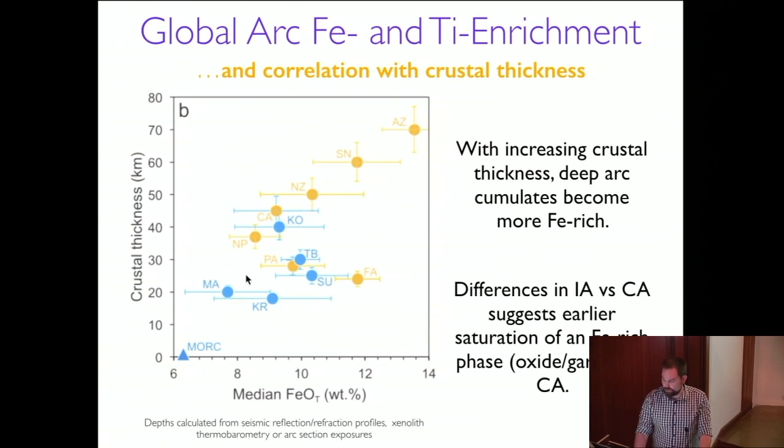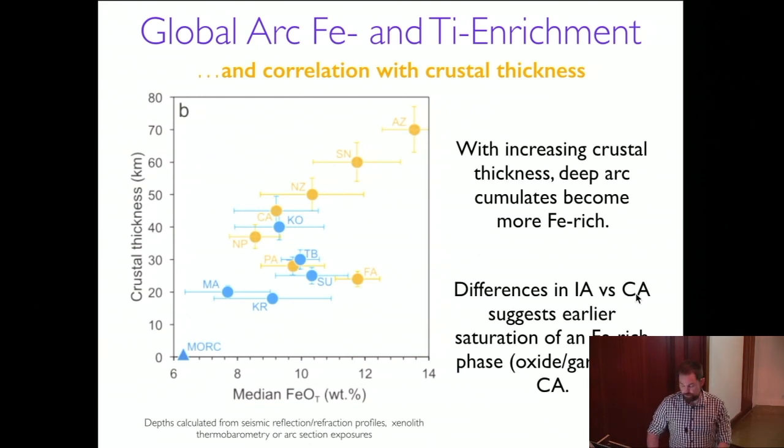And what you notice here is that with increasing crustal thickness, these deep arc cumulates become more enriched in iron. And this is a fundamental relationship that we see in this data set. So there's a fundamental correlation between iron concentration and crustal thickness. You also see clear differences between the iron content in island arcs and the iron content in continental arcs. And what this suggests is that in continental arcs, you may have an earlier saturation of an iron-rich phase. It could be an oxide, or it could be garnet.